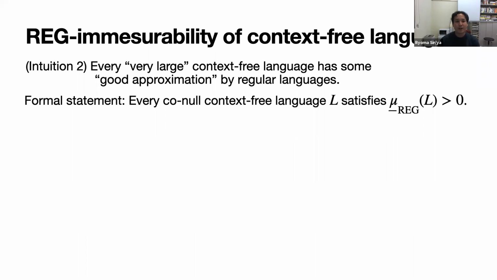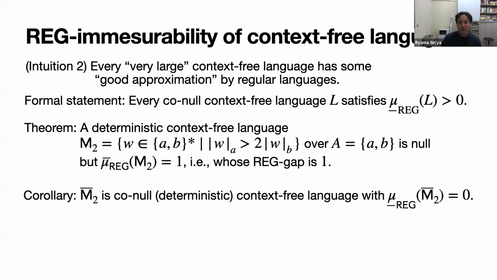And then the second intuition. This is actually false, wrong, because we construct a counterexample, M2 bar, which is null, but whose lower measure is 0. And it is actually deterministic context free. So I proved this theorem and we got this result as a corollary.